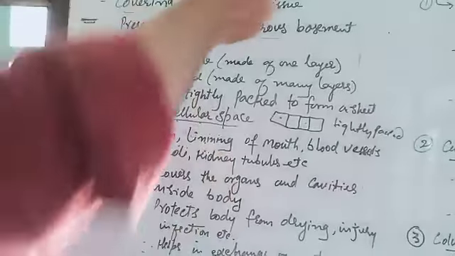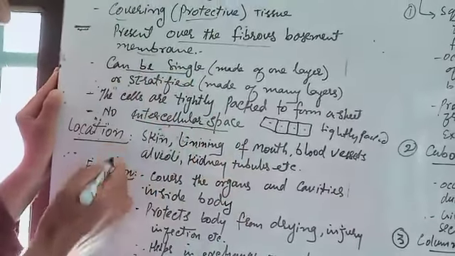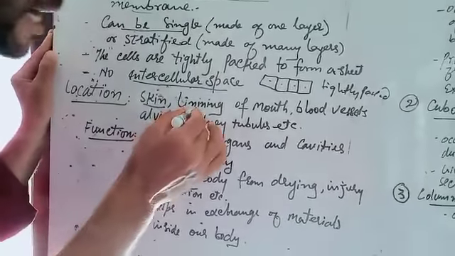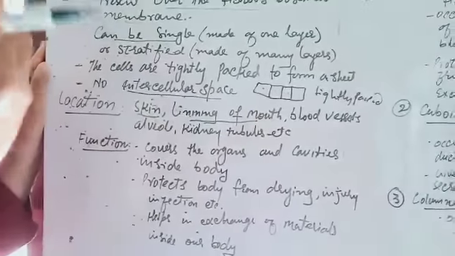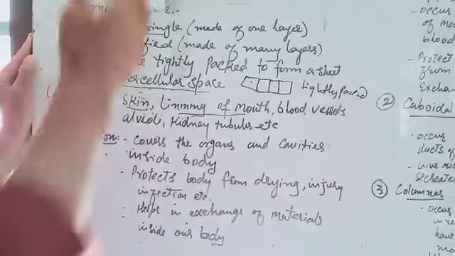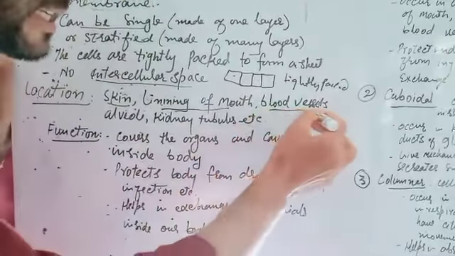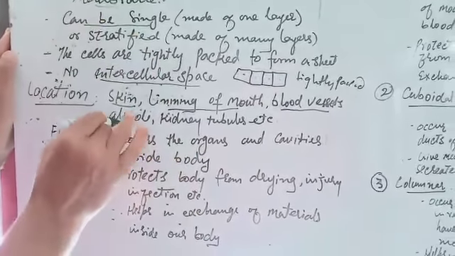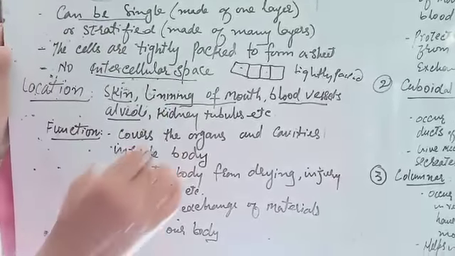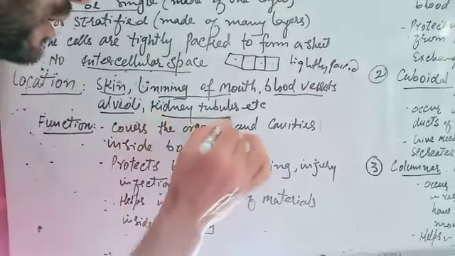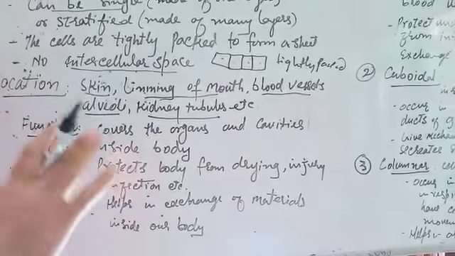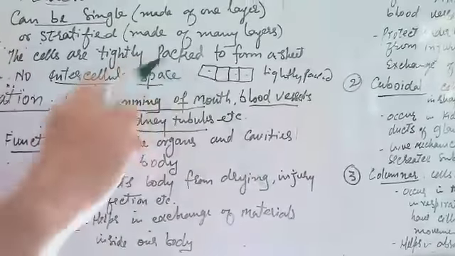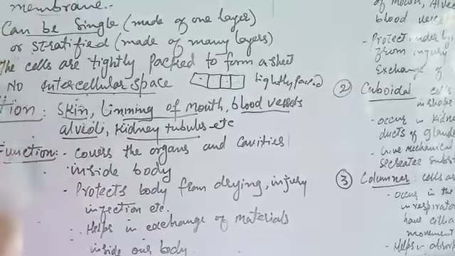Now, where is the epithelial tissue located? Your skin is made of epithelial tissue. The lining of the mouth is made of epithelial tissue. The inside of the blood vessels is made of epithelial tissue. Alveoli are made of this epithelial tissue. Inside the kidney tubules too, and these are present in the body cavities. The cavities which are present inside your body are all covered by the epithelial tissue.